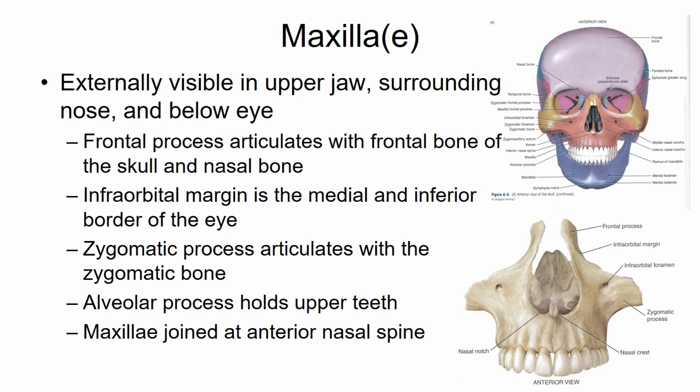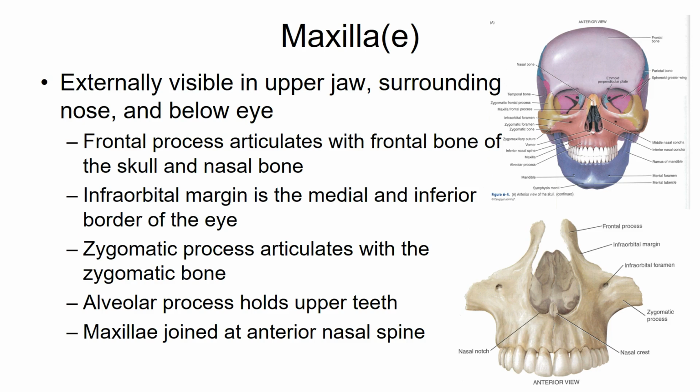The maxilla, or the two halves of the maxilla, the pair of maxillae, are probably the most important bone in defining the look of somebody's face. There is a frontal process on the maxilla which articulates with the frontal bone of the skull that's covered in skull anatomy and also with the nasal bones. The infraorbital margin on the maxilla is the medial and inferior border around the eye, making it part of the eye socket. There is a zygomatic process that articulates with the zygomatic bone that helps define the cheeks.